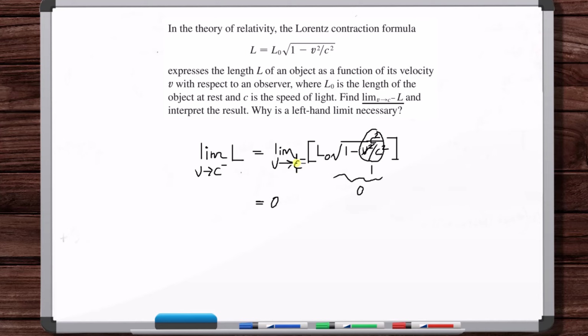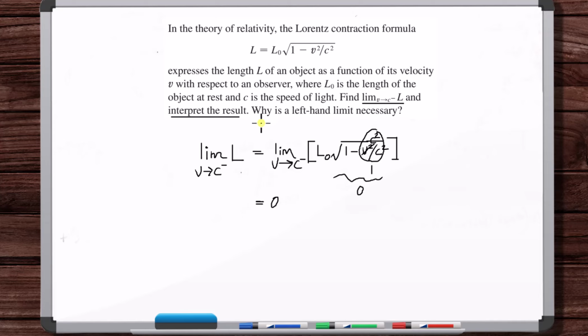But this limit here, as V approaches the speed of light from the left, is equal to 0. Okay, so interpret this result. What this is saying is that if something is traveling at the speed of light, then from the perspective of an observer, you can't see it.